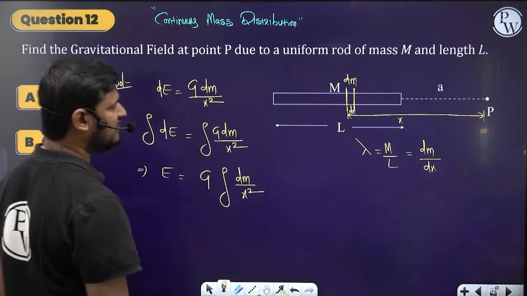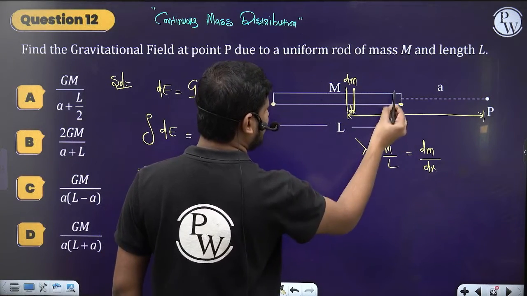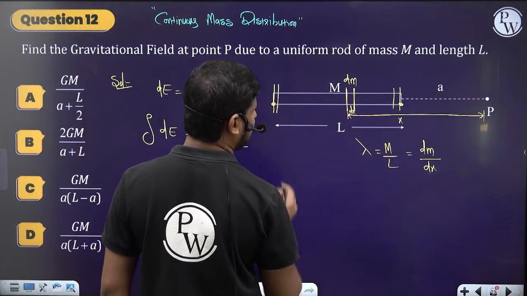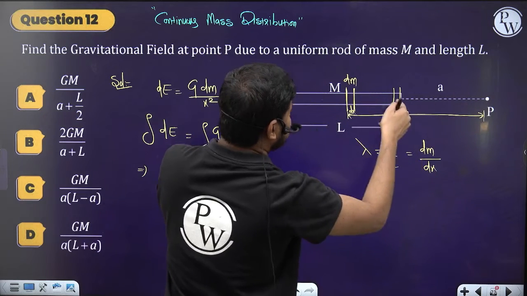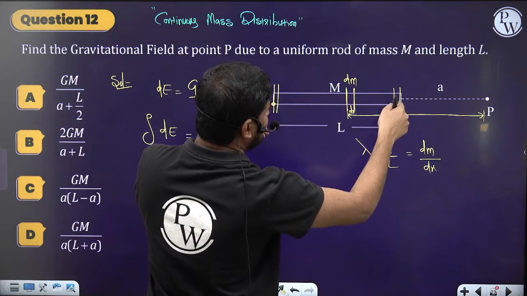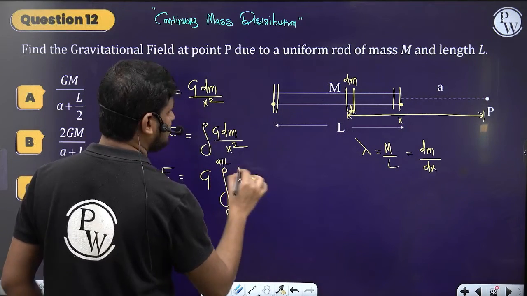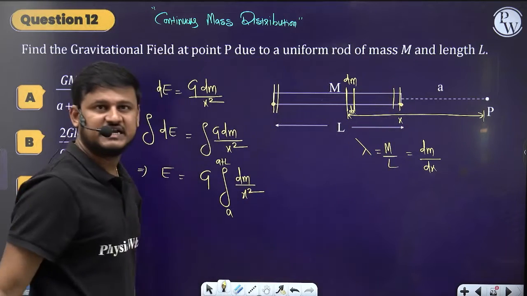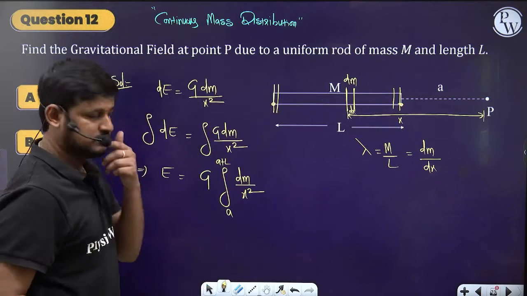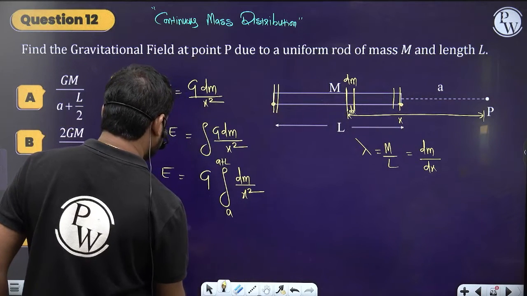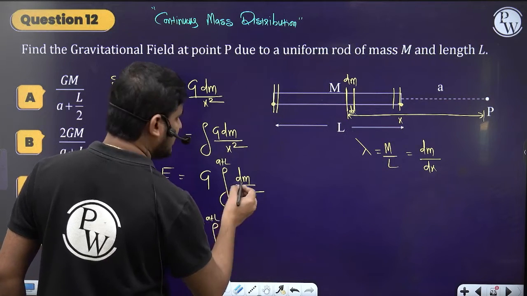So the mass is varying. From where to where should we do the integration? From this end to this end. If you cut a small part here, this end is at a distance A and from here to here it is L. So from A to A plus L is the integration you should do. You cut the small part here, here, here, till here. So I can write E is equal to G into the integration from A to A plus L in place of dm.